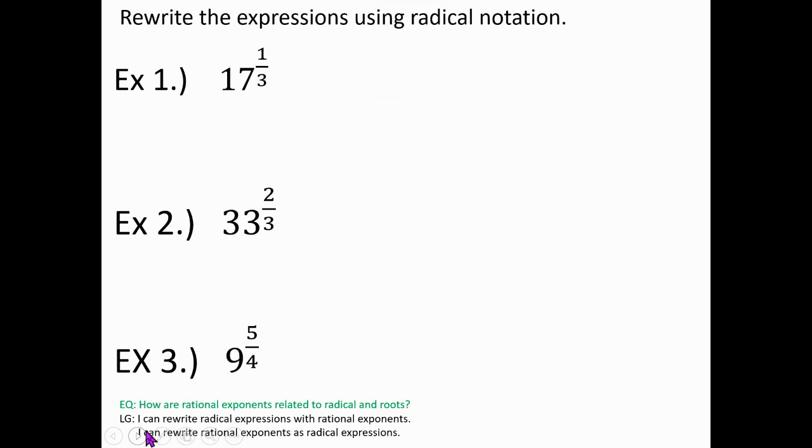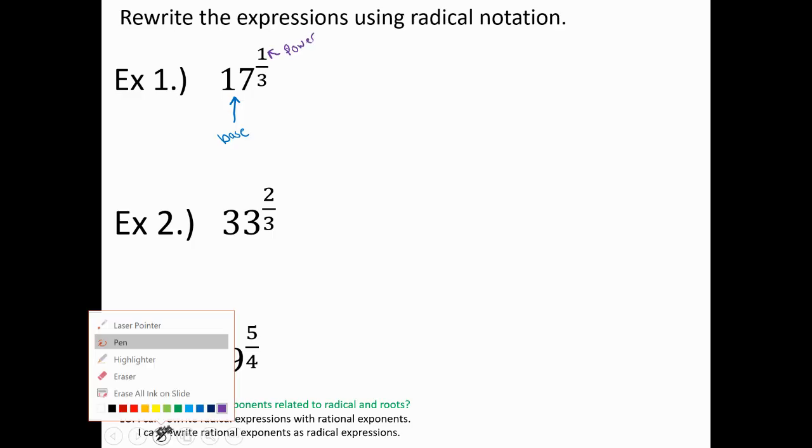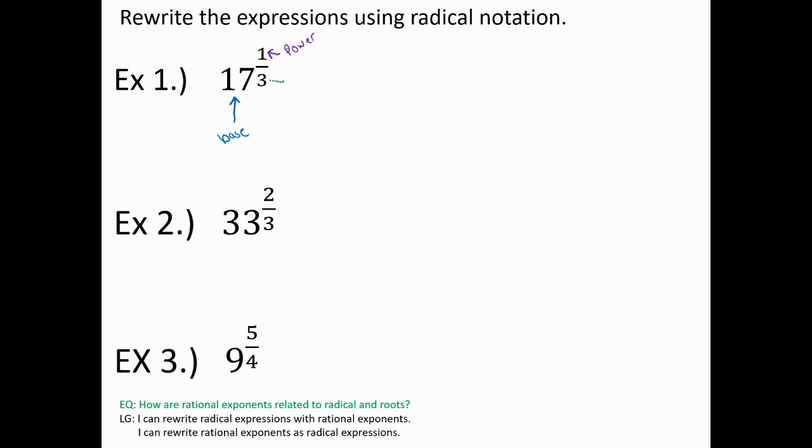All right, so it's obvious we know that 17 is our base. How do we know? Because it's the biggest font, and also because this is raised to the 1/3 power. Now we're going to label our power over root. Always remember that, power over root. Our top part is called our power. The bottom number, that is your root. Power over root.